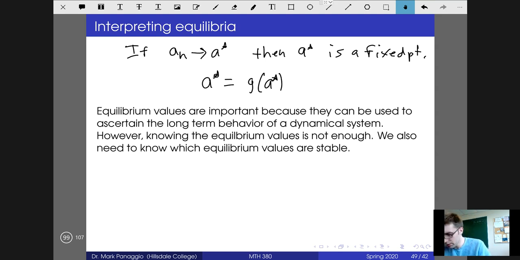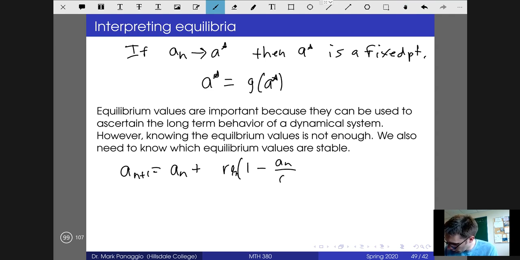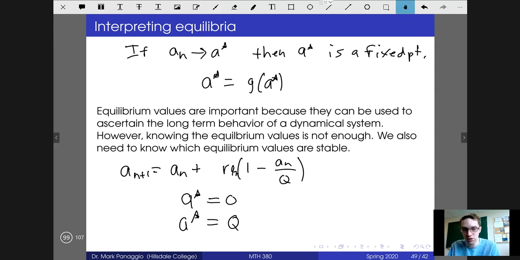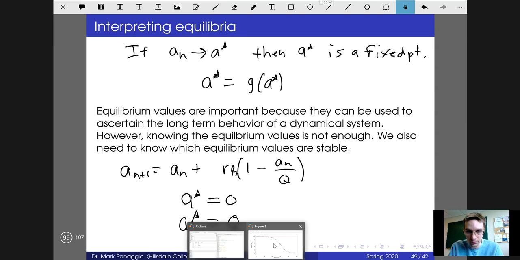So in a previous example, we looked at this difference equation, a_(n+1) equals a_n plus r times a_n times (1 minus a_n over q), the logistic equation. And so to illustrate what goes on there, I'm going to show you a simulation in just a moment, but I'll remind you that the fixed points we found were 0 and q. And so there's sort of two candidates for what the system could approach. Let's look at a numerical solution now and see what actually happens.